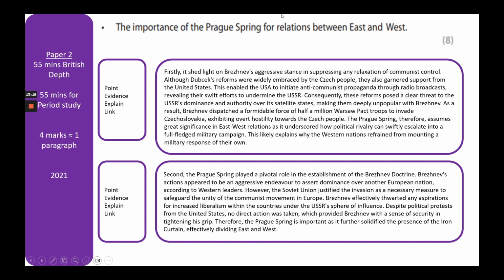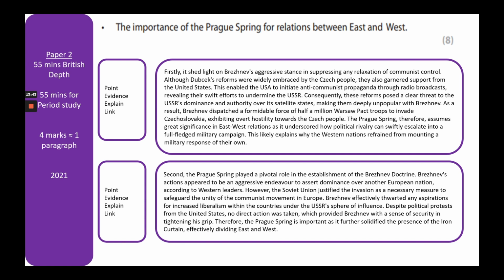So firstly, it shed light on Brezhnev's aggressive stance in suppressing any relaxation of communist control. Although the reforms were widely embraced by the Czech people, they also garnered support from the United States. This enabled the USA to initiate anti-communist propaganda through radio broadcasts, revealing their swift efforts to undermine the USSR.